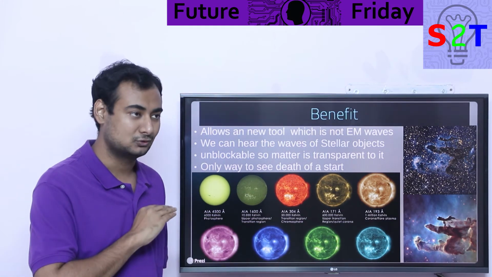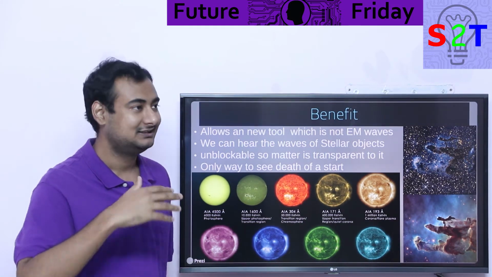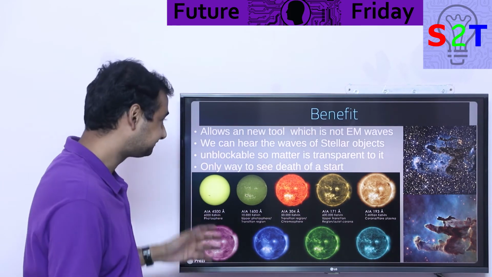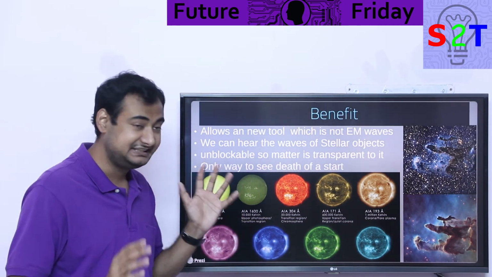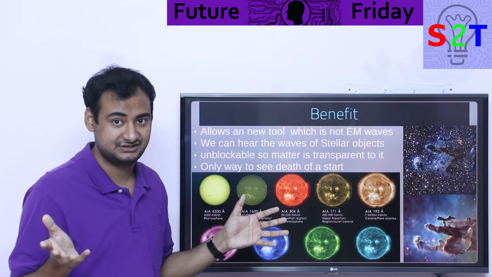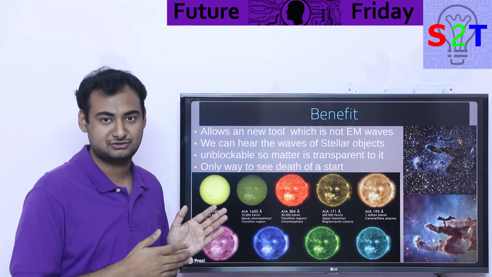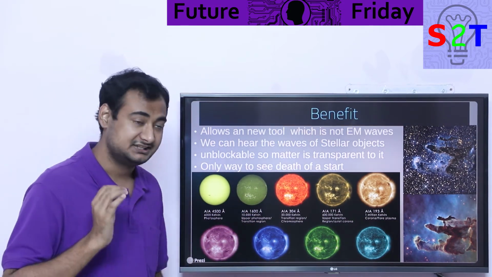A gravitational wave can go through anything. It can go through a star, even a black hole. I would not be surprised. So that's the benefit, we got a different kind of sense. We were only limited to electromagnetic, but now we have something different that is priceless.